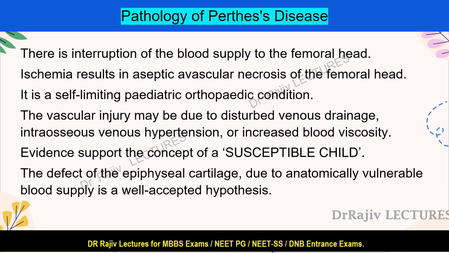The anthropometric, epidemiologic, radiographic, and histologic evidence support the concept of a susceptible child. Perthes disease may therefore result from a generalized transient defect of epiphyseal cartilage due to its anatomically vulnerable blood supply.